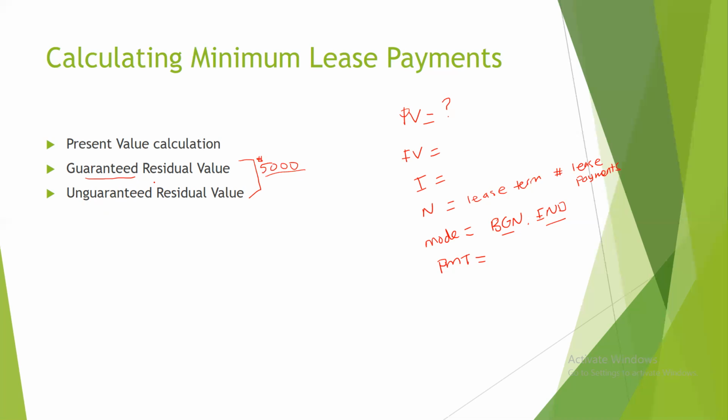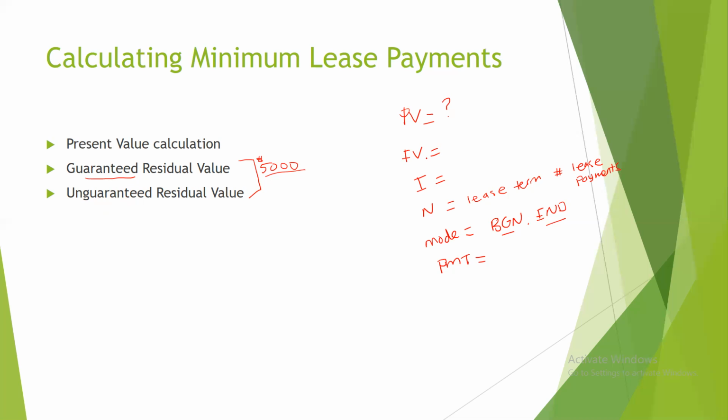Okay, so it's basically a residual value. The lessor expects to get $5,000 out of the asset when they sell it after the leasee uses it. But if they don't get that money, the leasee doesn't have to pay any money. Okay, so it's unguaranteed.